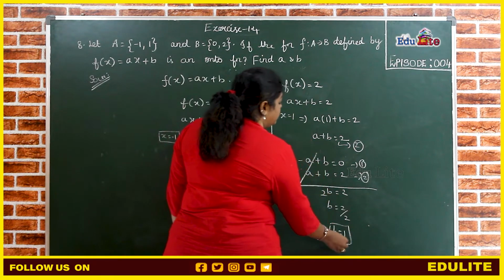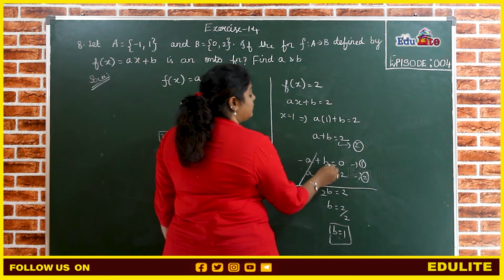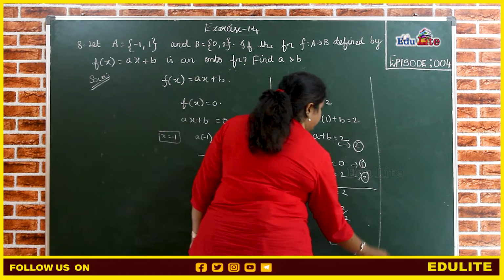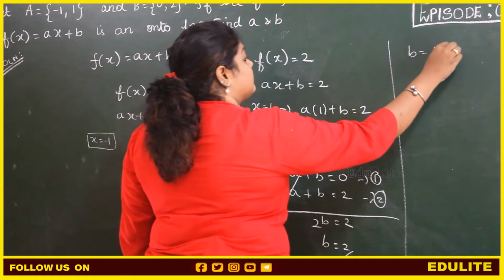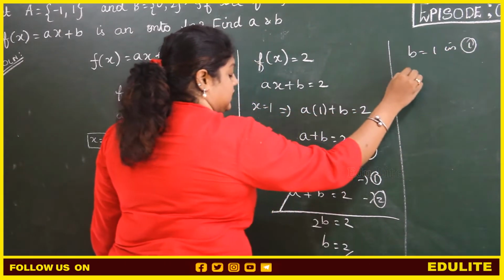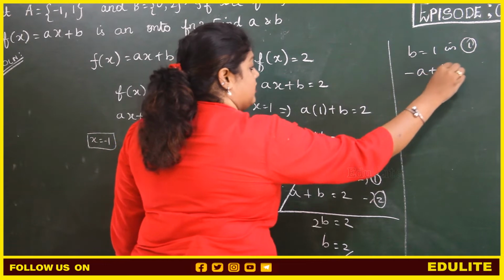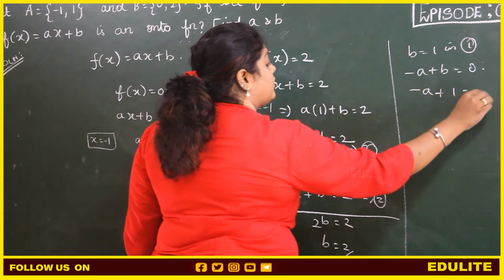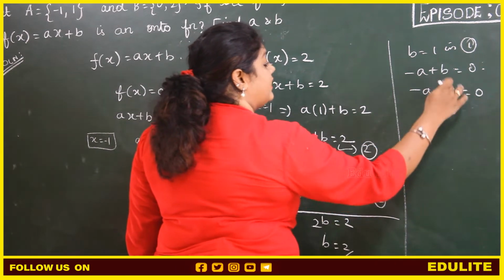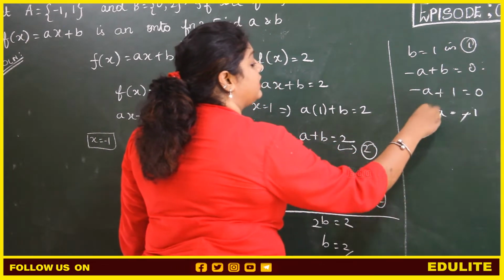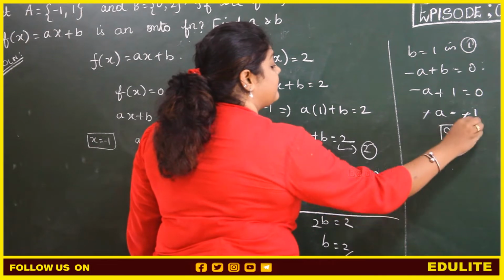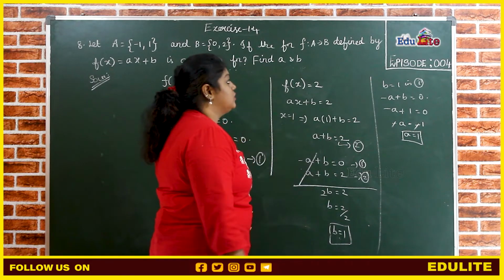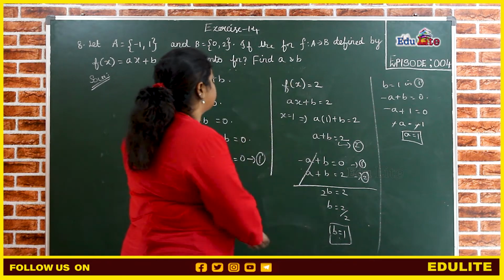Next, we will substitute b equals 1 in either one of the equations. I will substitute b equals 1 in the first equation. The first equation is minus a plus b equals 0, so minus a plus 1 equals 0. Minus a equals minus 1 when I take the 1 to the other side, so a equals 1. So, the a value is also 1, and the b value is also 1. Thus, we have found the values of a and b.